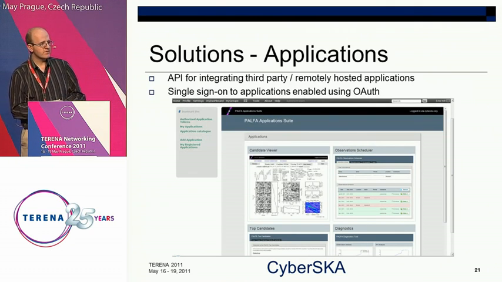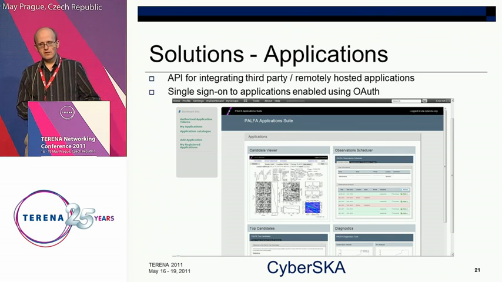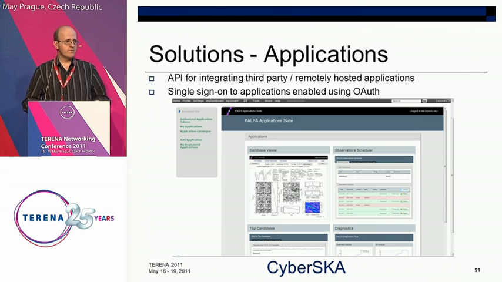Another key aspect of the platform is a third-party application API. Much like a Facebook API where different people can come in and integrate their applications with the platform, there is an API for other people to come and integrate their applications with this platform so that people can come to CyberSKA, have a variety of applications, have access to them, get single sign-on to those applications, and we're making use of OAuth to do that. Certain applications are available to certain users, you can set the controls, people come in, get access to a wide variety of services that could be hosted elsewhere, and enable, I guess, much easier integration of different tools and services that people have developed.